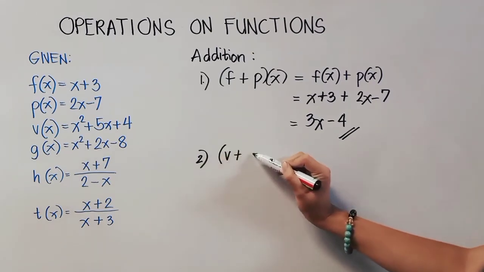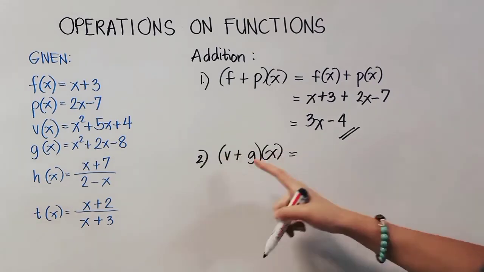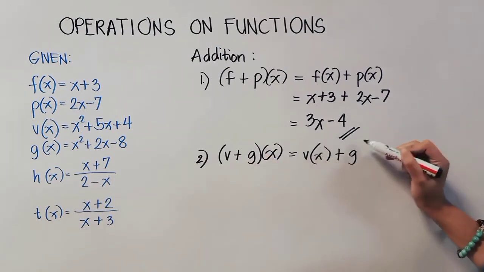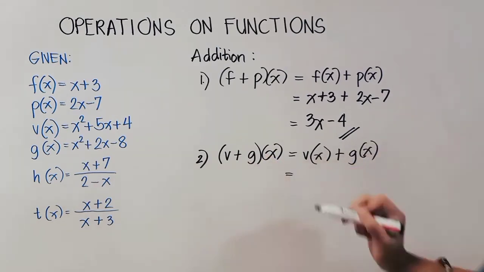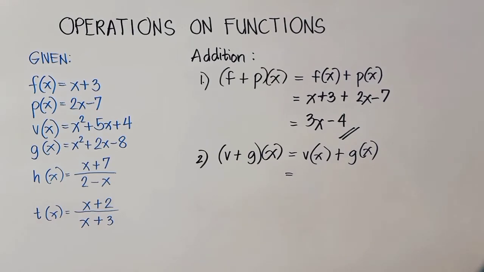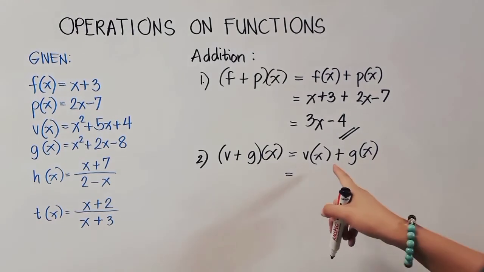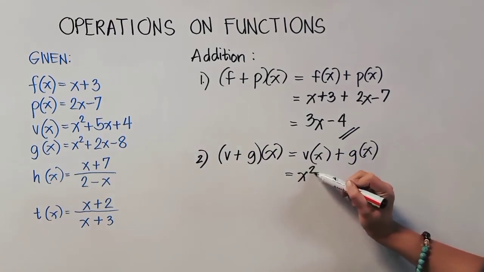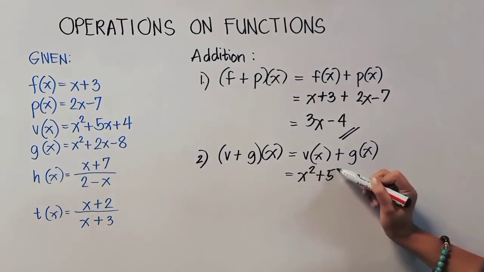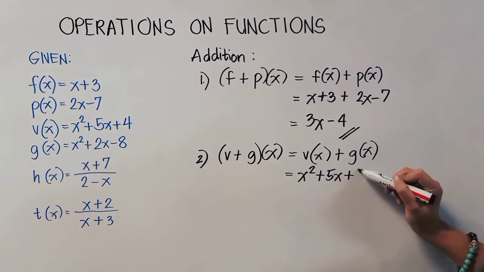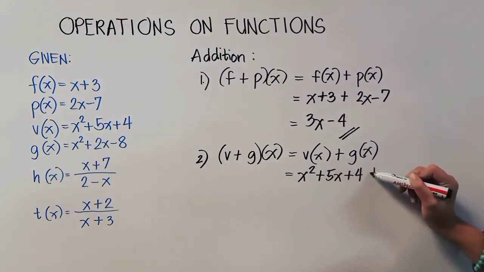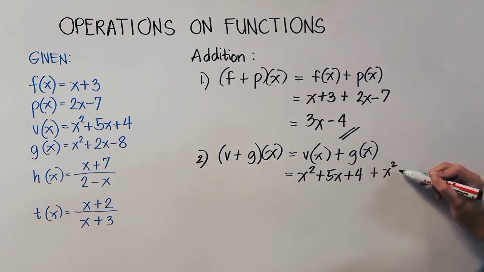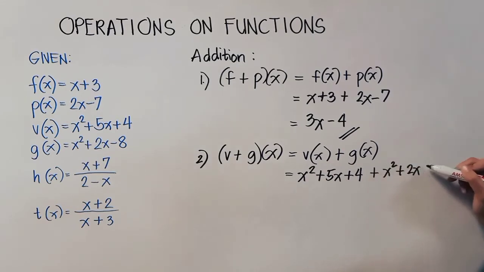Let's now proceed to number 2. That can be written as v of x plus g of x. Now we have to look at our given here and substitute according to our function. So v of x is x squared plus 5x plus 4. And g of x is x squared plus 2x minus 8.